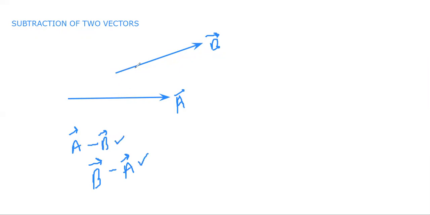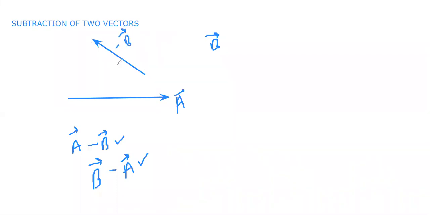So what you have to do is reverse the direction of b vector, right? Like the direction of b vector is like this, you have to reverse it. So suppose this is your b vector. Then minus b vector would be the direction reversed, that is like this. So this would be your minus b vector. When you reverse the direction, it becomes a negative vector.